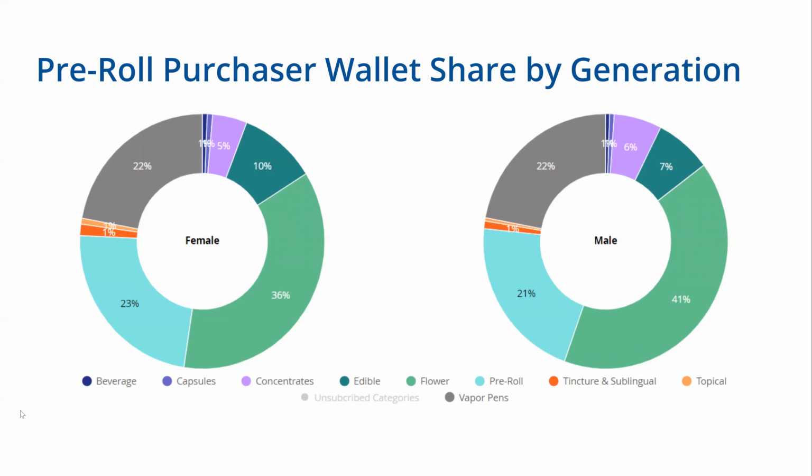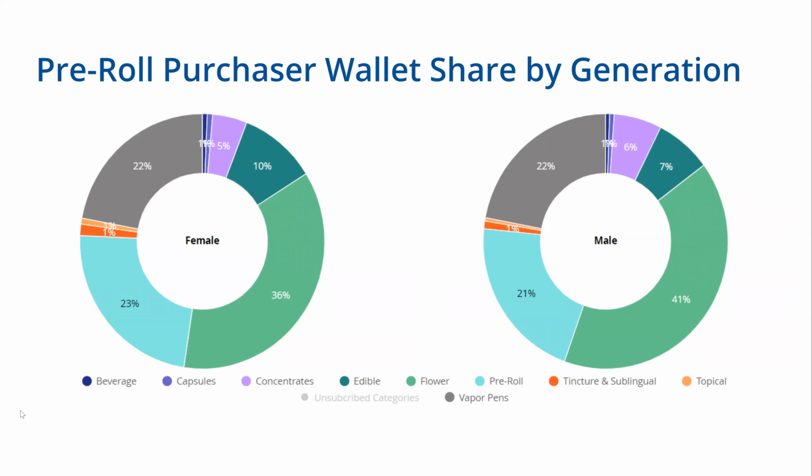Following Blake's path, I'll be diving further into the pre-roll customer. What you are seeing here is the wallet share of the pre-roll purchaser broken out further by females versus males. First thing I noticed, there isn't a lot of difference. Both genders have close to the same amount of category share.